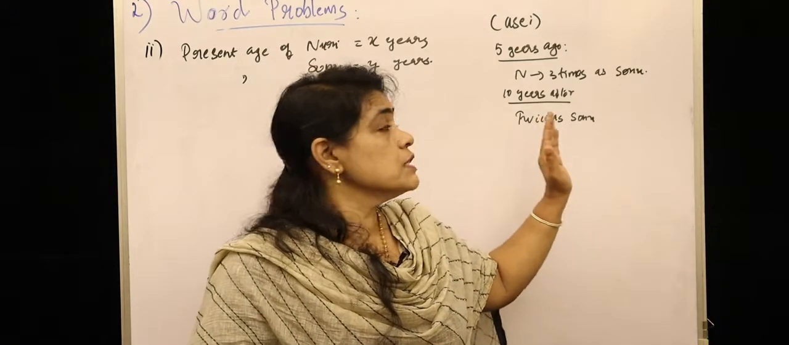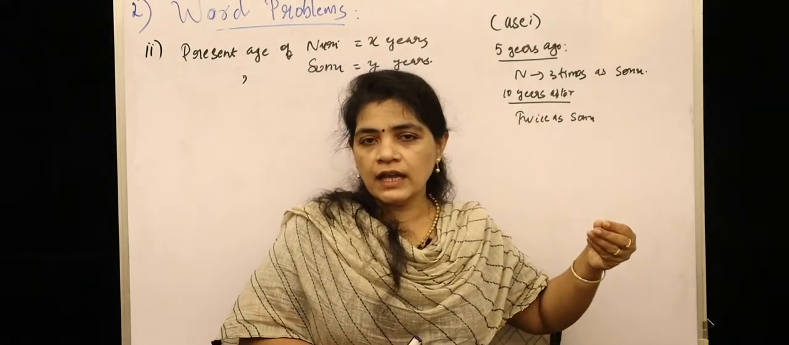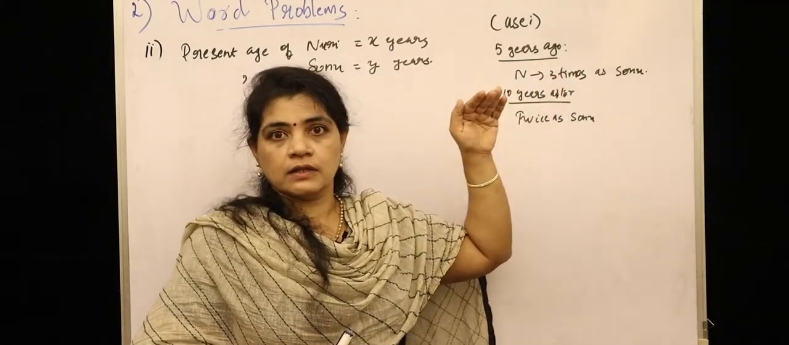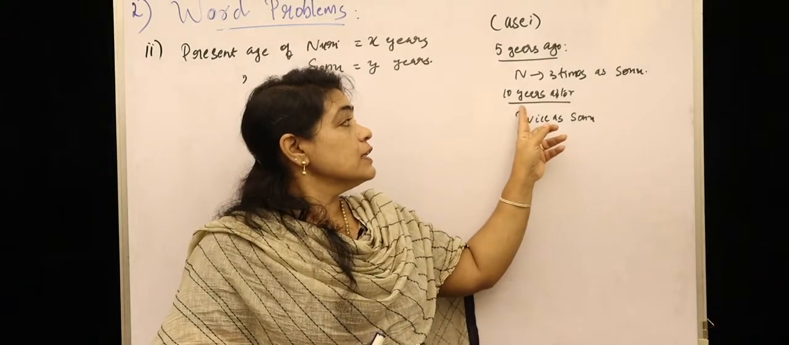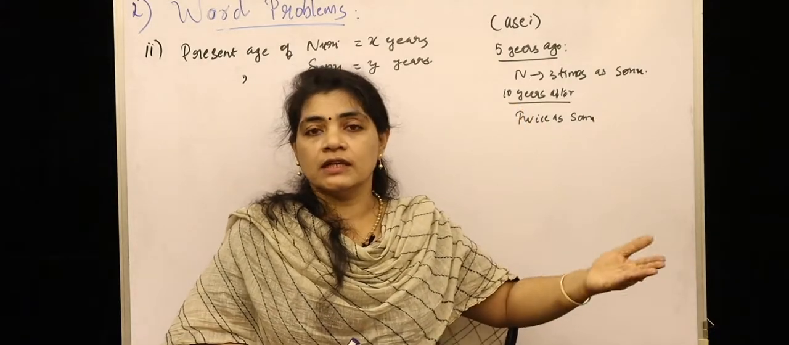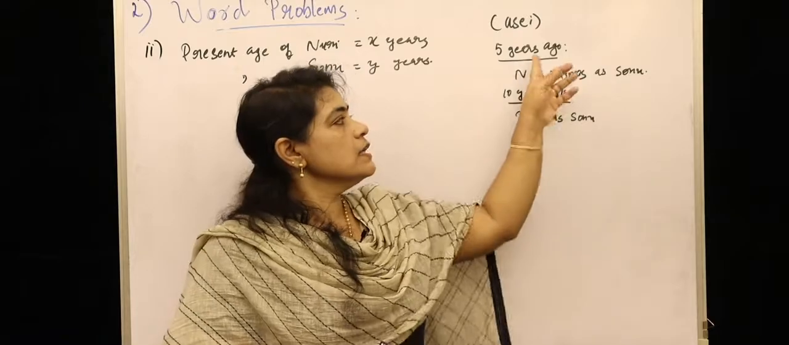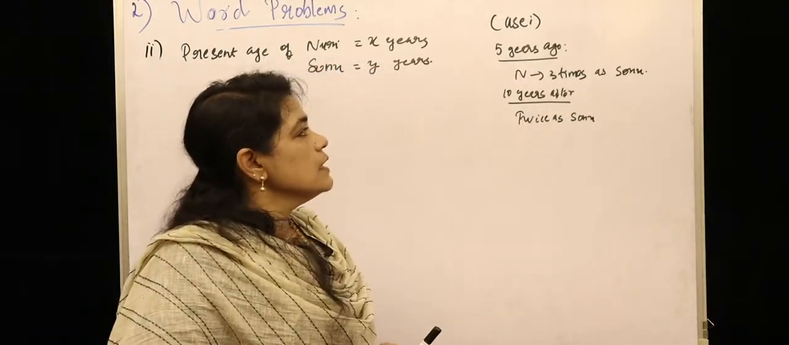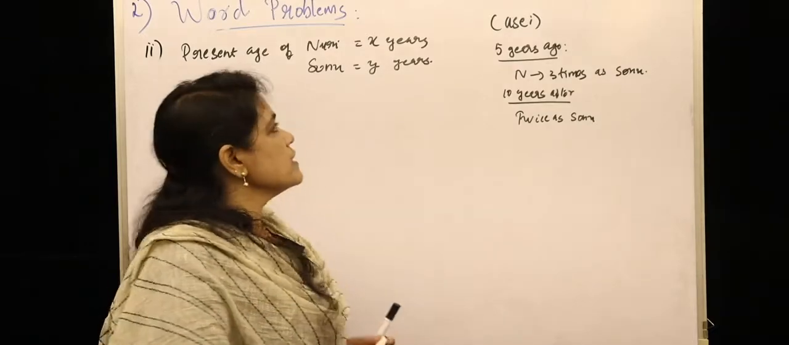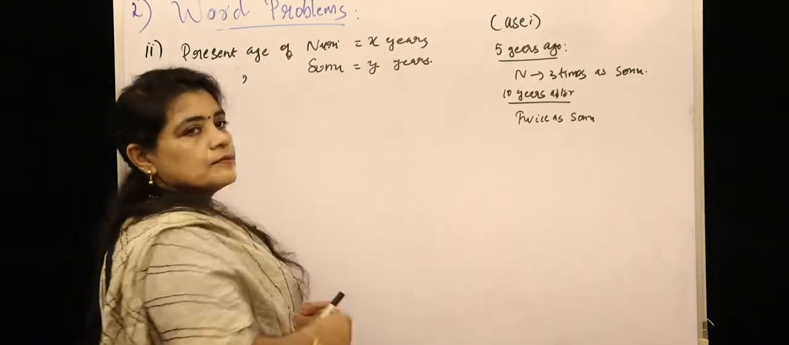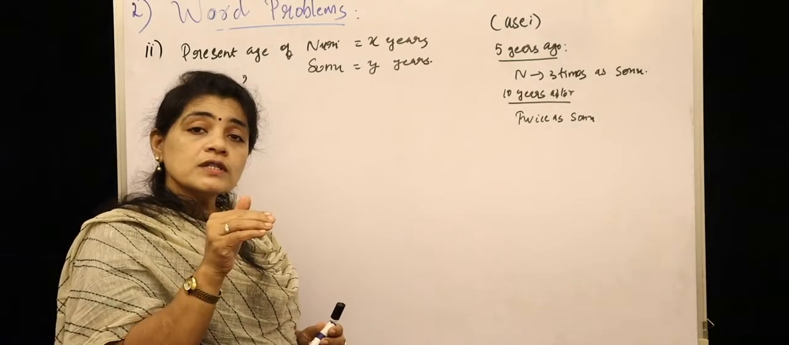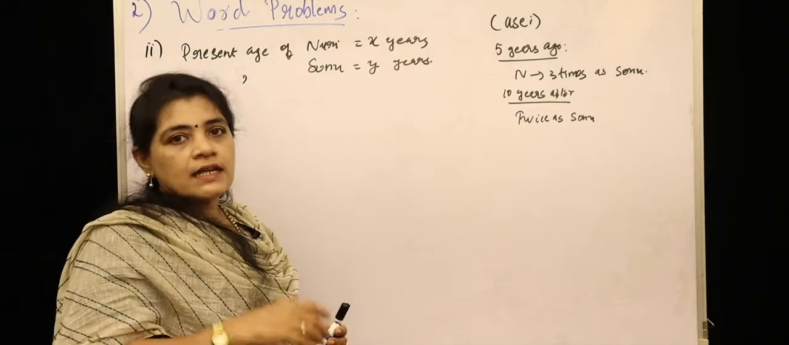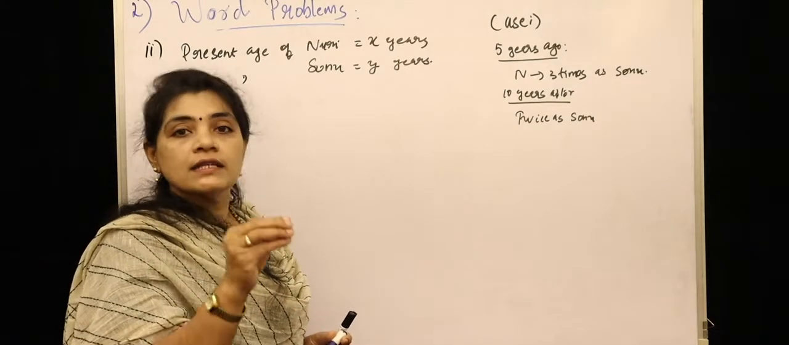So in the question what is given? We have given ages 5 years ago, the past, and in case 2, 10 years later, that is the future. Under these 2 cases we can easily form the equations. For that, here we have taken the present age of Noori as x. So what was his age 5 years ago? Present age is x, so he was x minus 5.